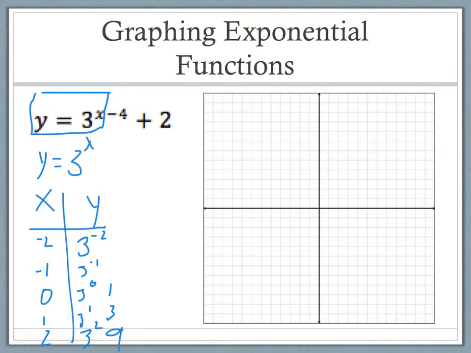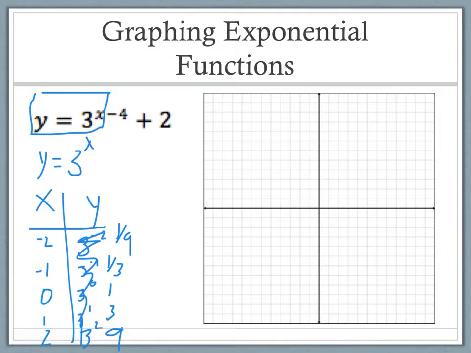Now, I can either do 3 to the -1 in my calculator and get the decimal, or we just know negative exponents flip it, so it would be 1 over 3. And then 3 to the -2 would be 1 over 9. I'm going to go ahead and scribble that out because I don't need it anymore. Now we're going to go ahead and plot those points.